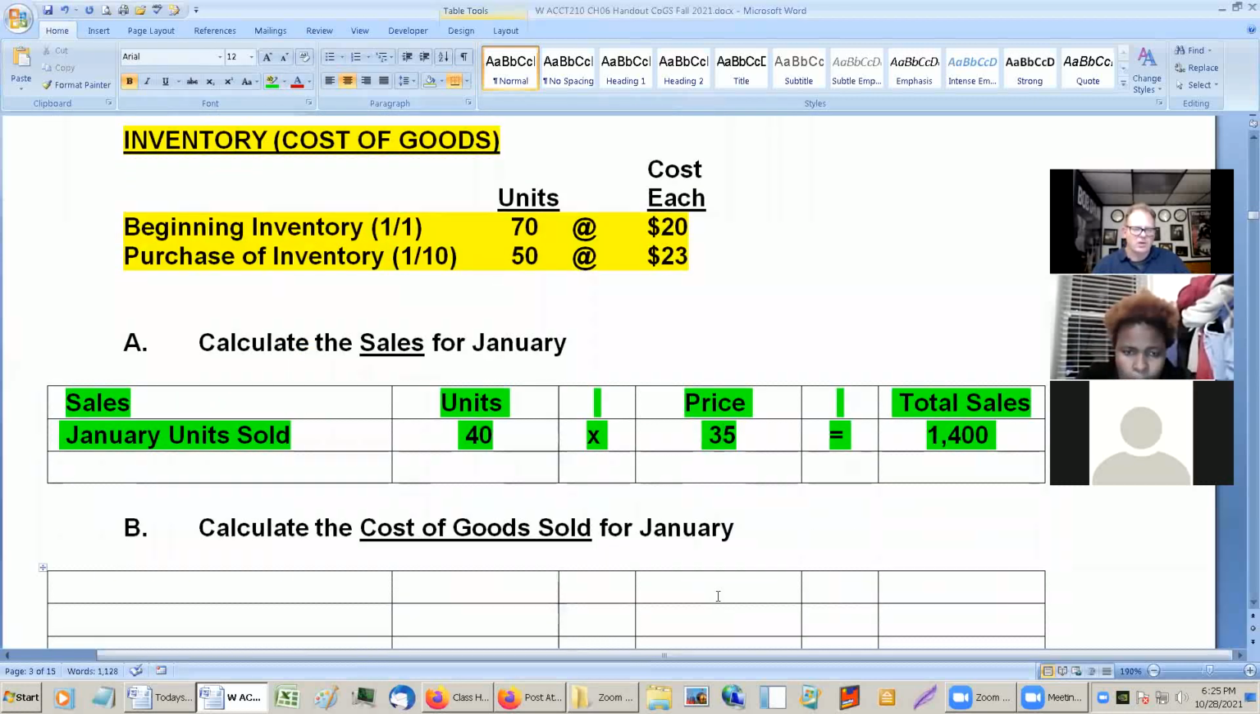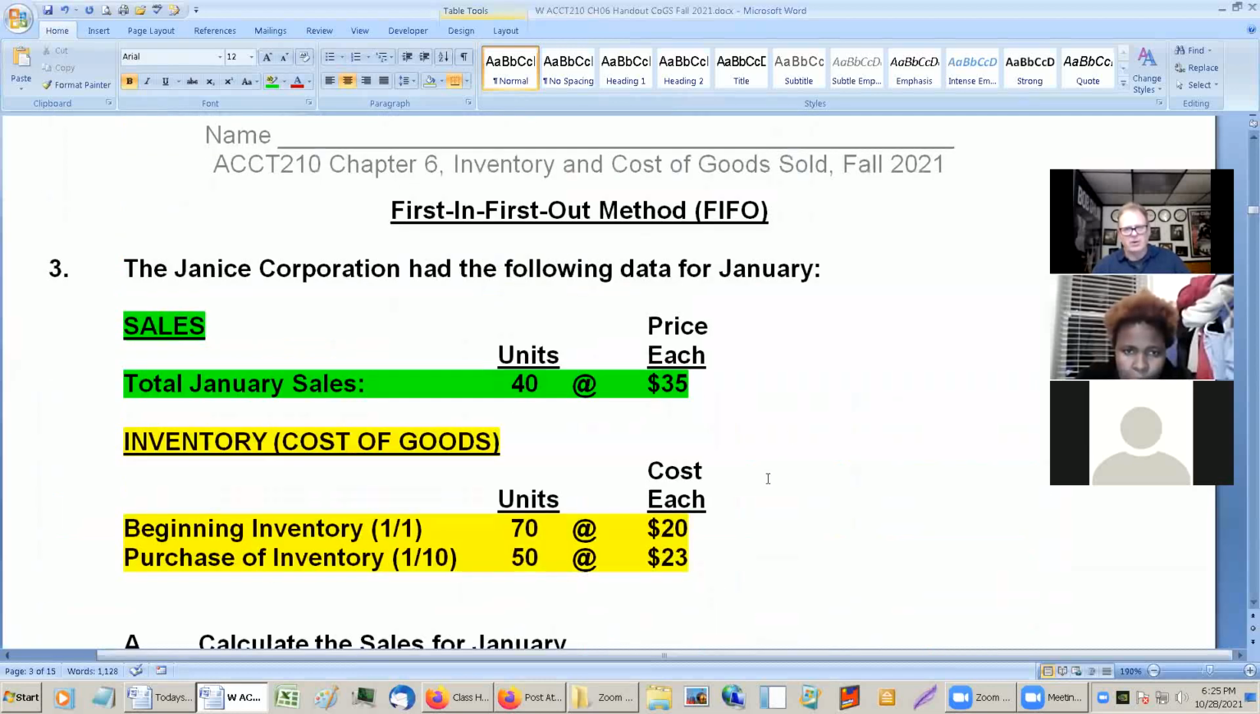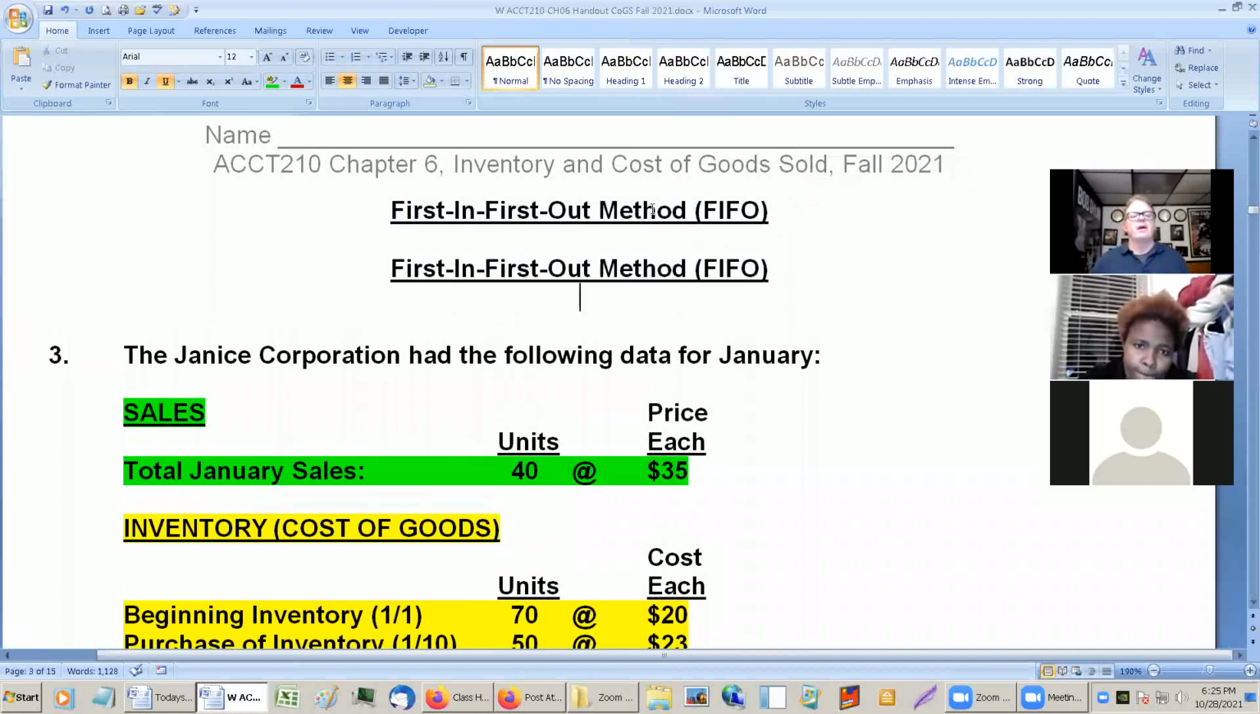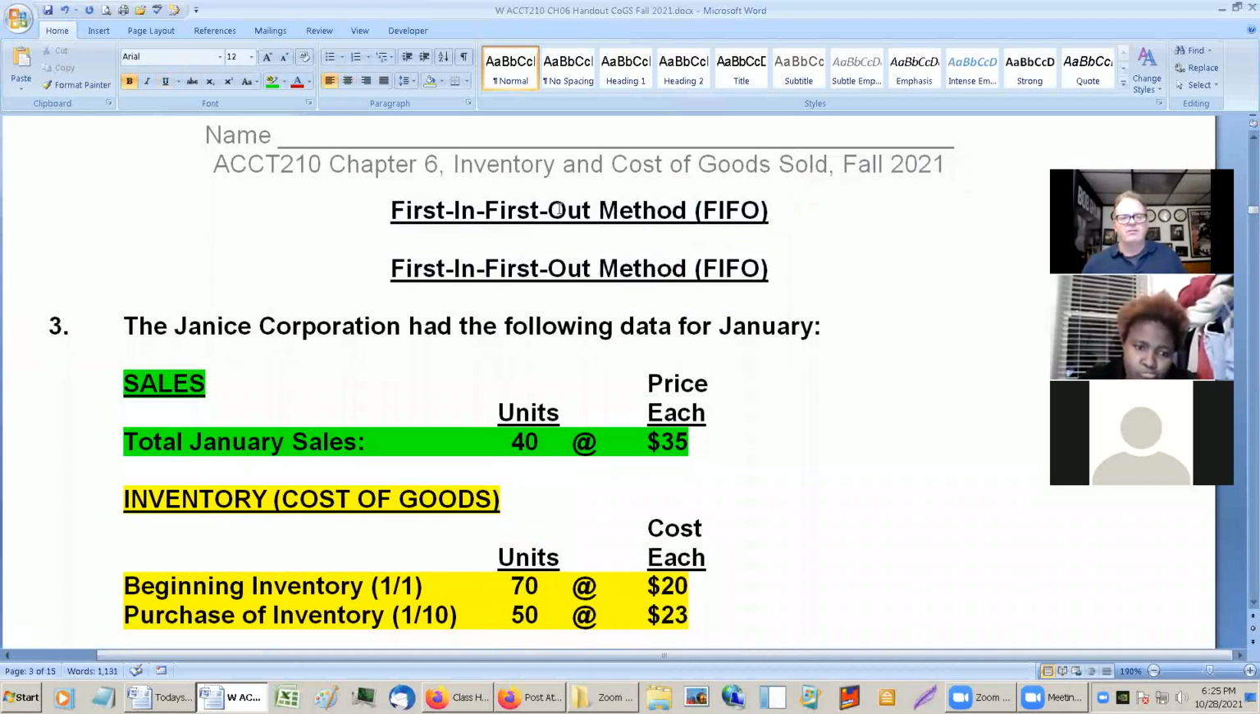Now, as far as what goes out, this is where it gets a little bit tricky. I'm going to come up here and alter this thing up here a little bit. First in, first out, often called FIFO, and they'll just call it FIFO. They won't tell you anything else about it. What they really mean is the first in was the first ones that were sold.